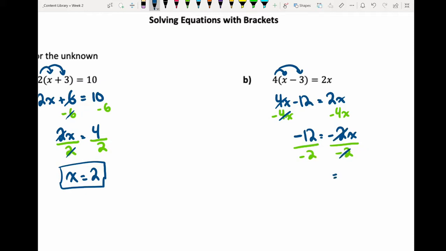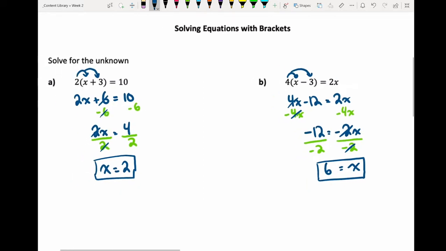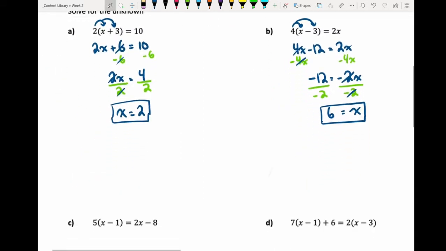One side cancels out, and I'm left with x on the one side and 6 on the other. So again, even though this is a little bit reversed, it's still fine and it still works out and we still get our answer. x is equal to 6.